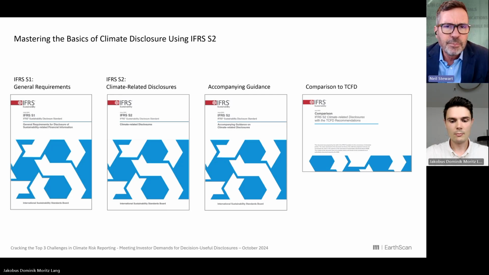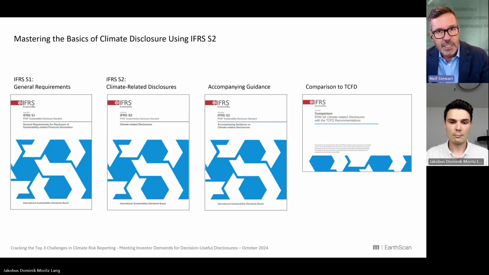IFRS S1 also explains how to deal with things like changes in estimates and errors, provides reliefs from providing commercially sensitive information about opportunities, and it indicates when to disaggregate or aggregate information. So for any of those aspects of reporting about climate, an entity, a company, really needs to use IFRS S1.